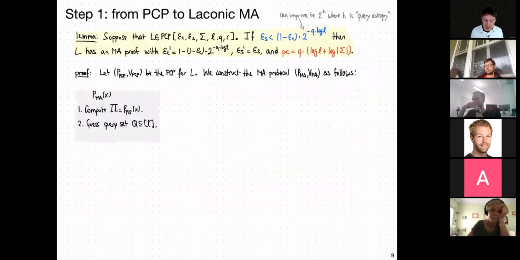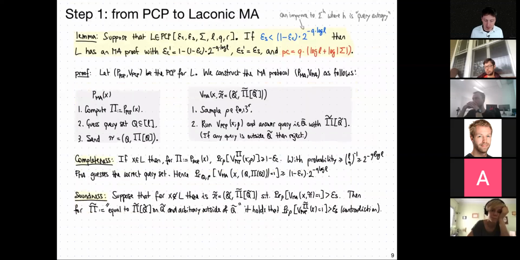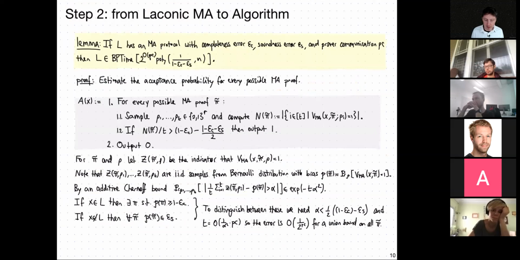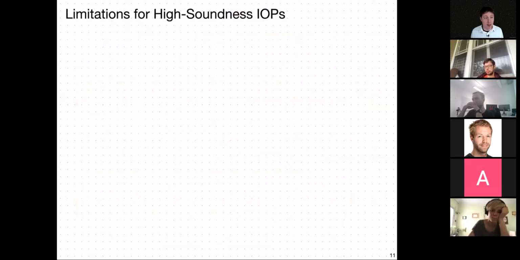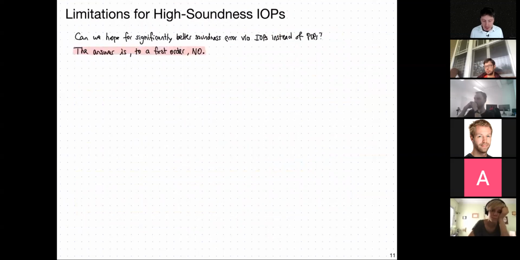So this brings us to the topic of limitations for high soundness IOPs. Okay. And the answer, in some sense, the first-order answer, surprisingly, is no. Okay. There are some things that can help, but it's not like they're a very different beast.